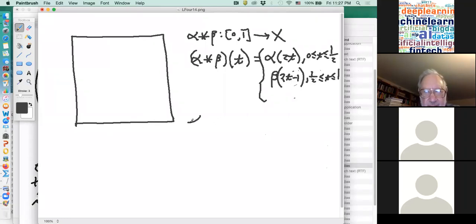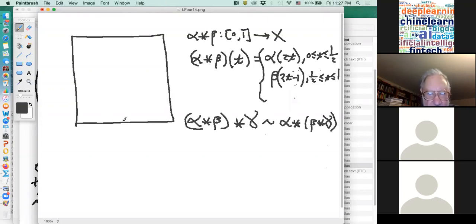Now, I want to claim alpha star beta star gamma is homotopic to alpha star beta star gamma, with the two associations. And then we're in a ballpark of having a group. So this is what the parameterization would look like if you did alpha star beta and then gamma. And this is what the parameterization would look like if you did alpha star beta star gamma, right? So we want to find a homotopy that starts here and ends here. And you see what to do.